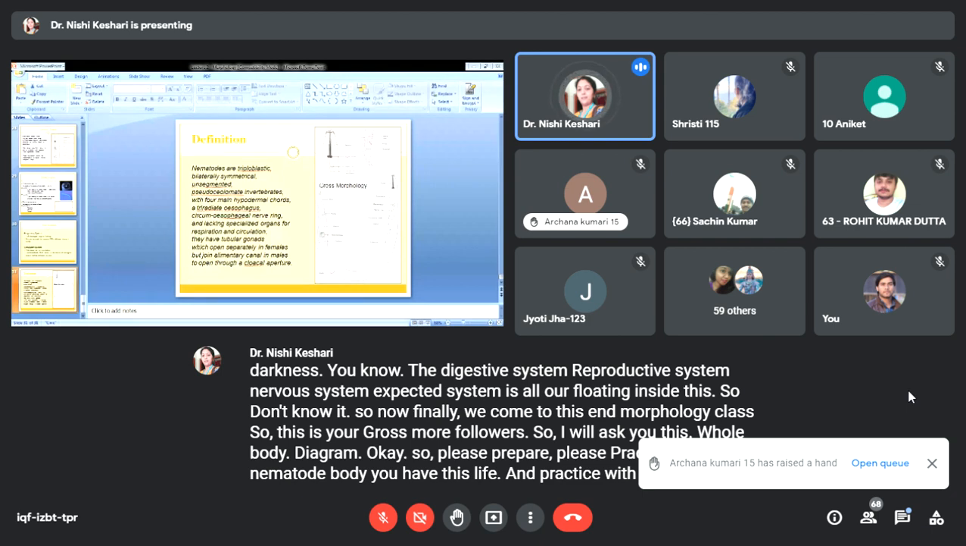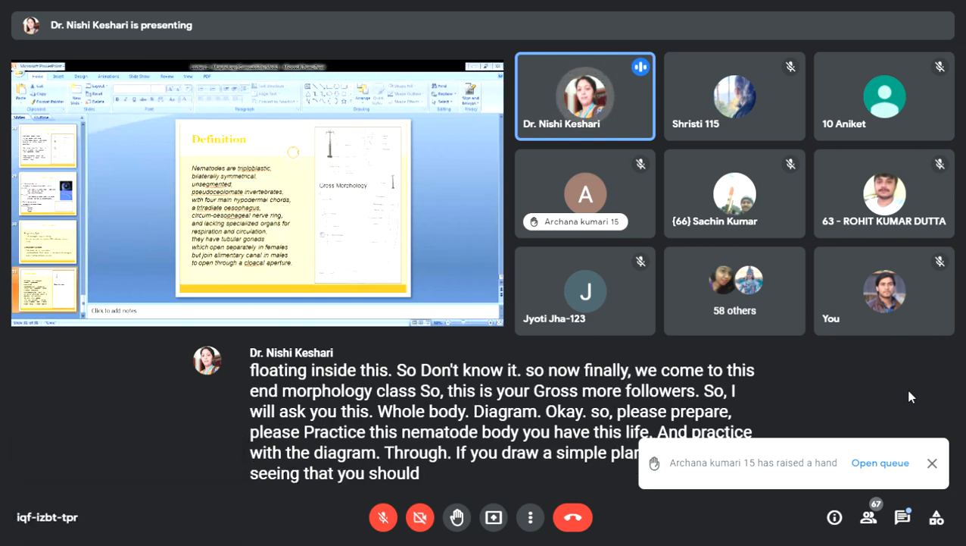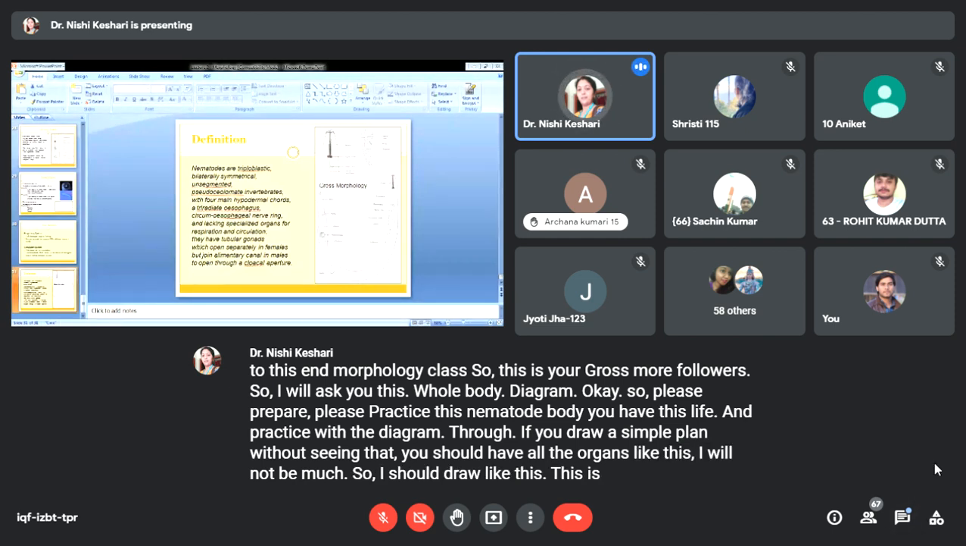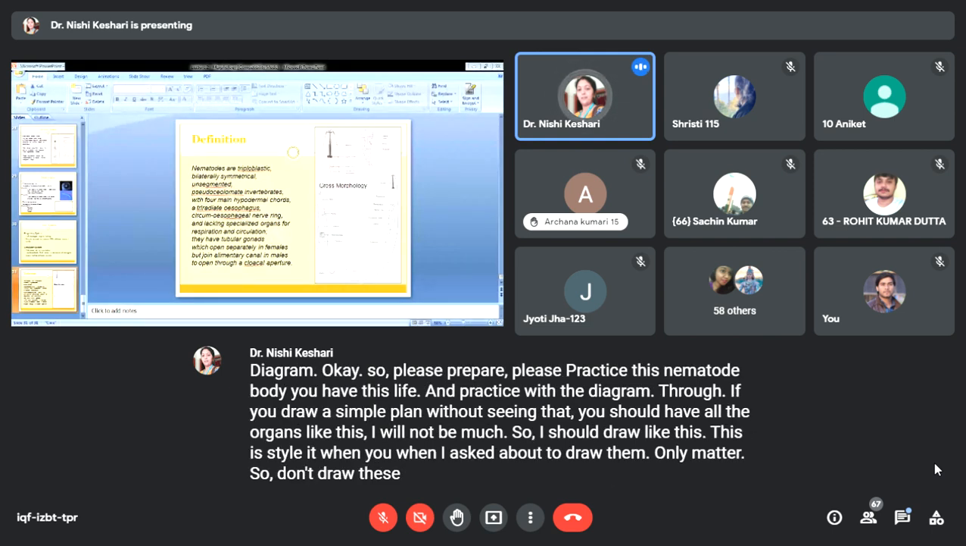If you draw a simple nematode without seeing that, you should have all the organs like this, I will give marks. Okay. So all should draw like this. This is the stylet. When I ask you to draw the whole nematode, don't draw these two. You only have to draw the female nematode.